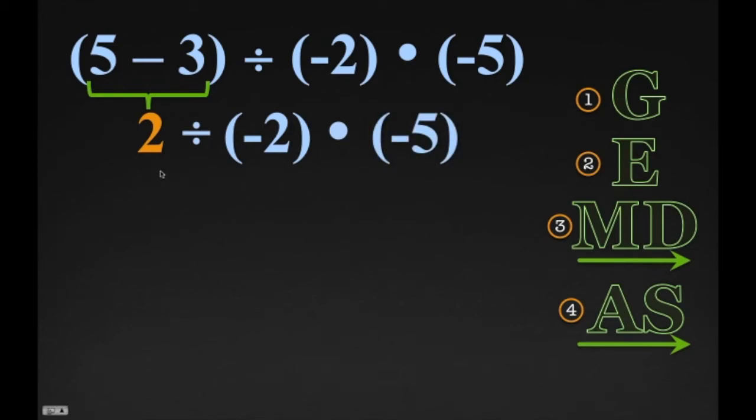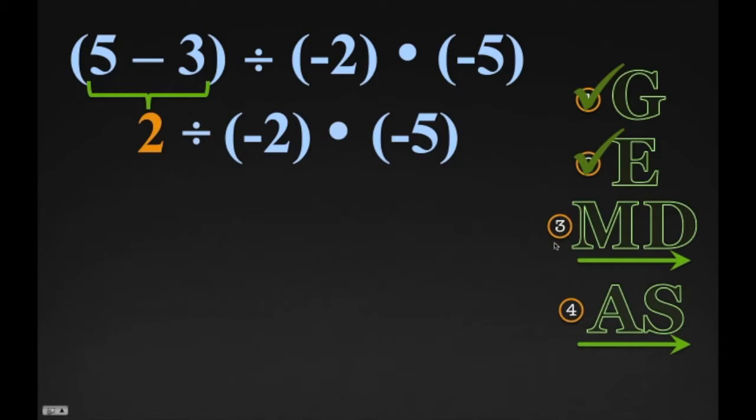Are there any other grouping symbols? No. So we're done with step 1. On to step 2, exponents. Do you see any exponents that we have to calculate? No. So lucky for us, we're done with step 2. On to step 3, multiplication or division from left to right.